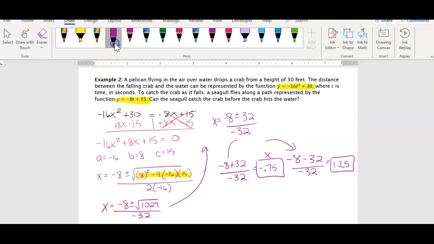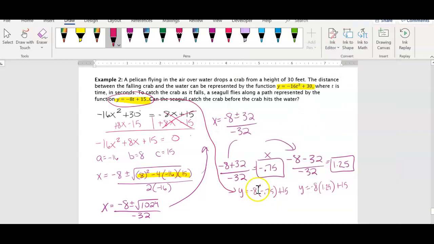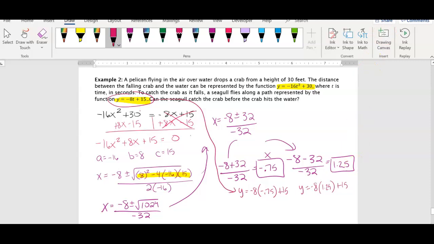All right, last step would be to plug your values into that linear equation. So I have y equals negative 8 times negative 0.75 plus 15, and then y equals negative 8 times 1.25 plus 15. We're definitely going to need a calculator for this. So negative 8 times negative 0.75, make sure I have that right, plus 15, equals 21. All right, so 21 is my y value.